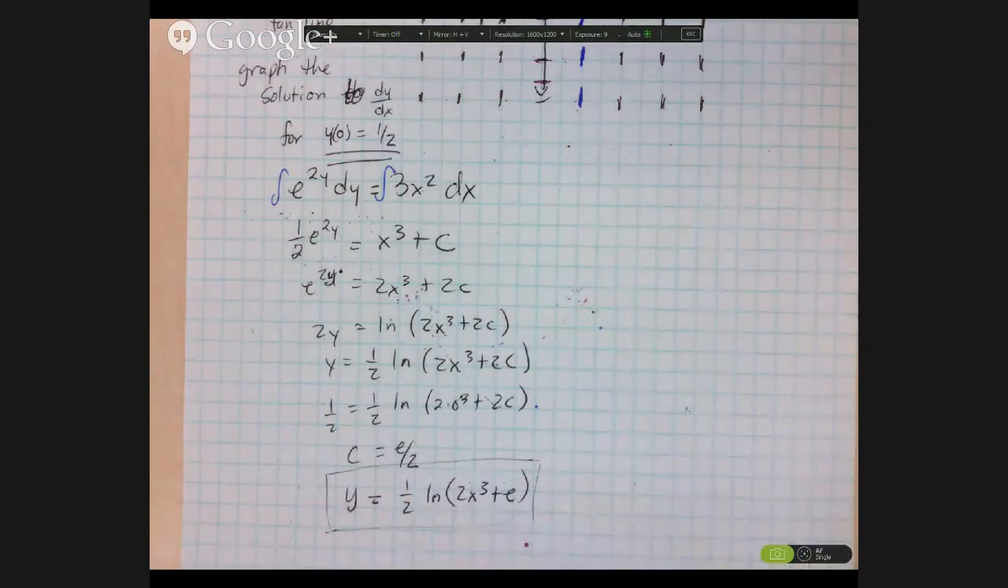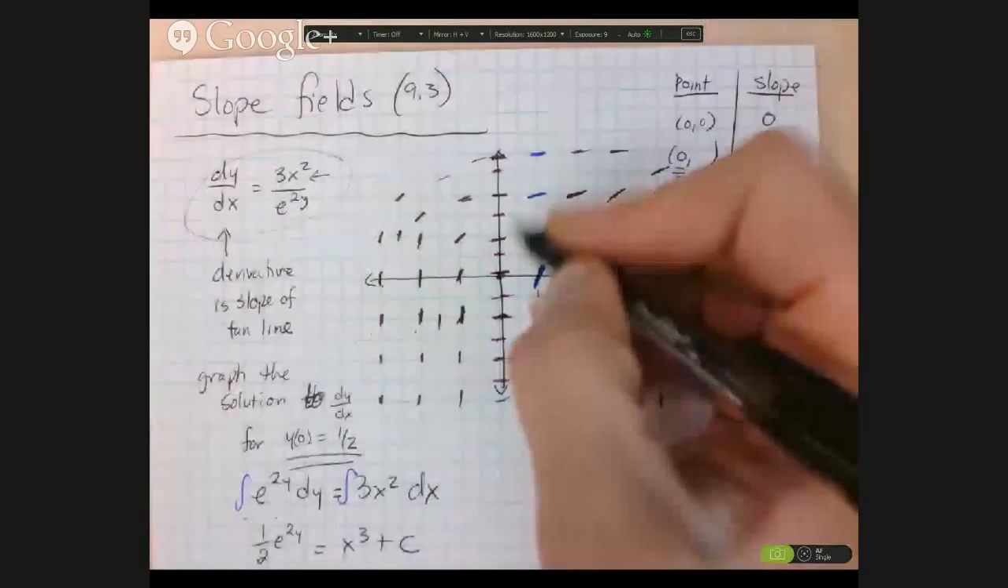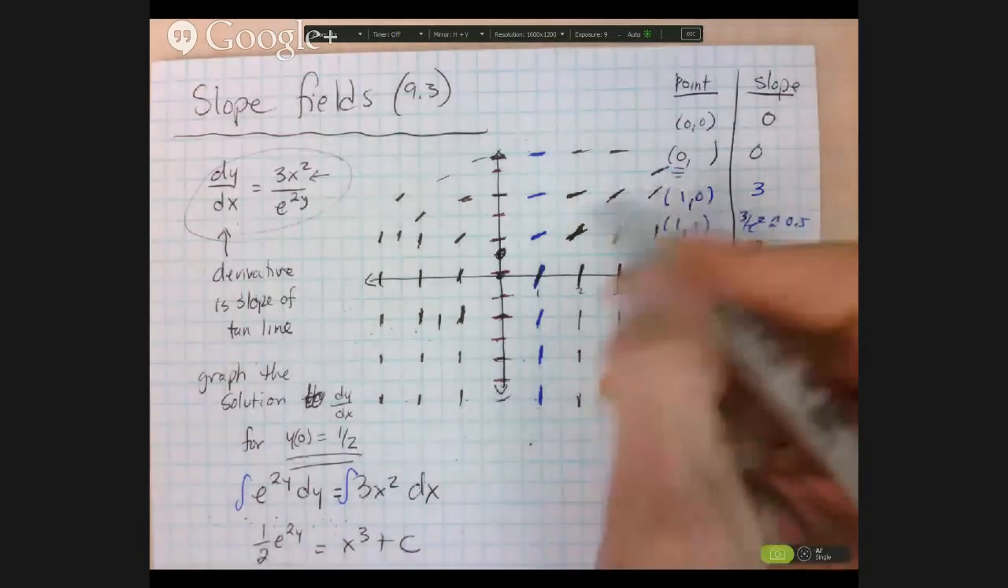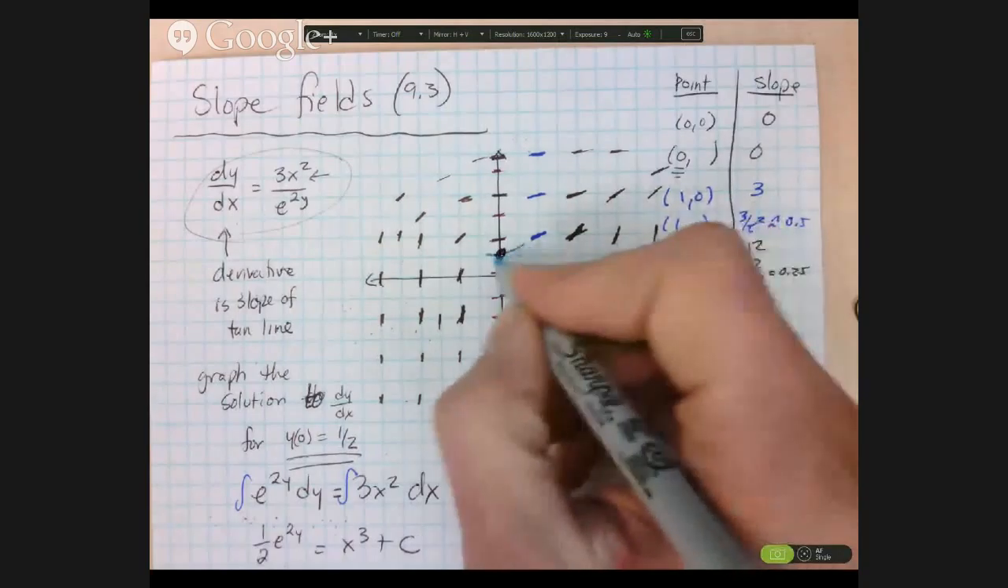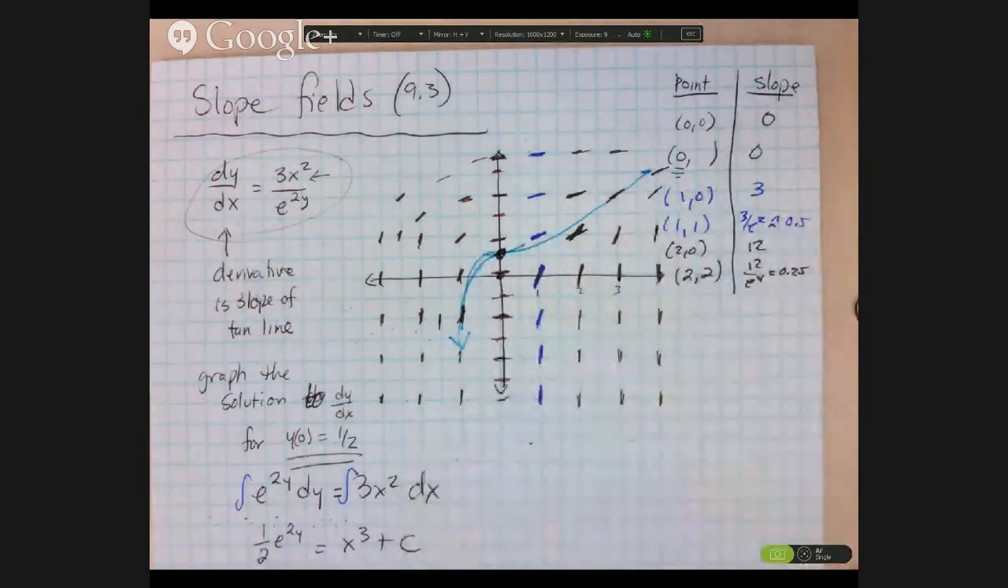But all you need really is 1 point, and you can go with it. So if x is 0, y is 1/2, right? So I know that it goes through there. But I can already see the general pattern from my slope field. It's going to do this. There's our specific solution. You just follow the dash marks.